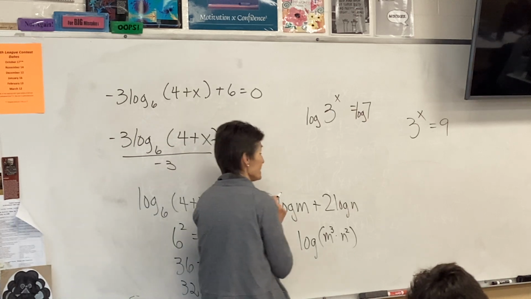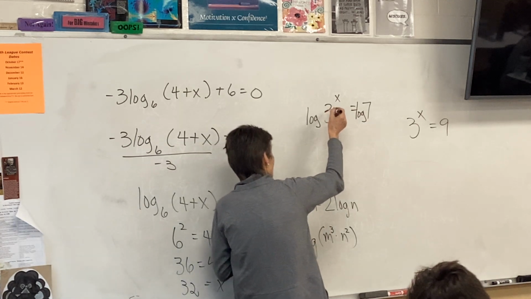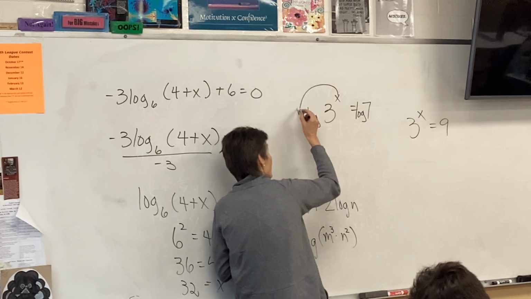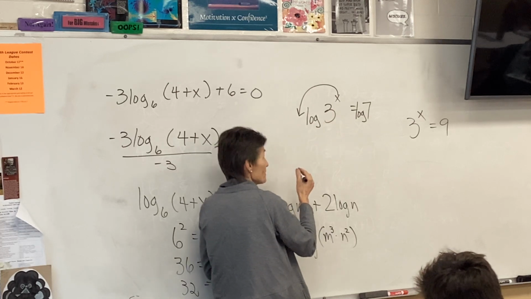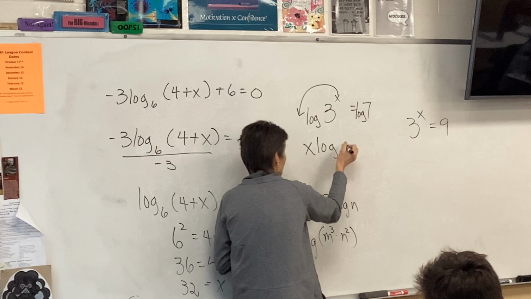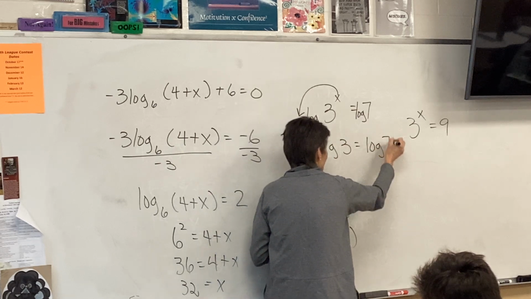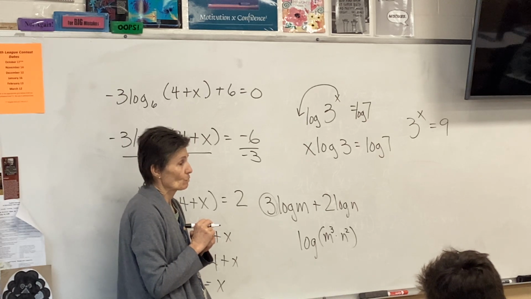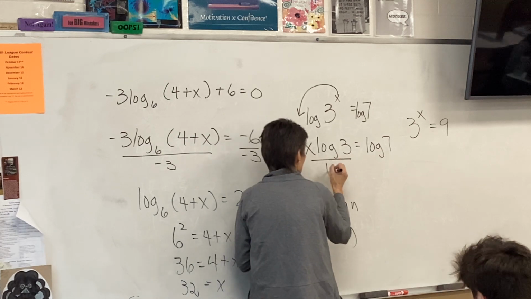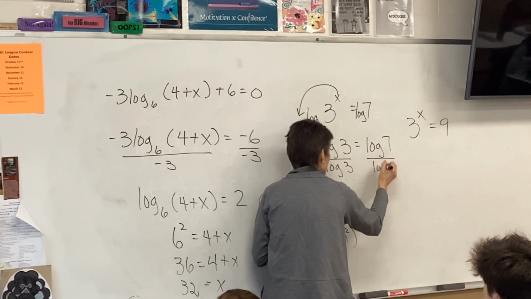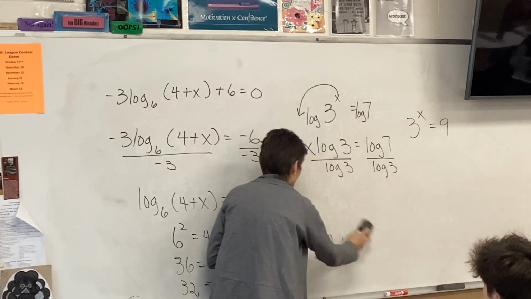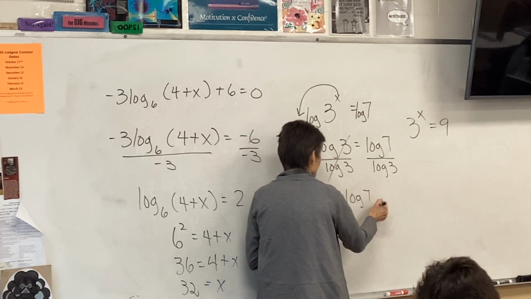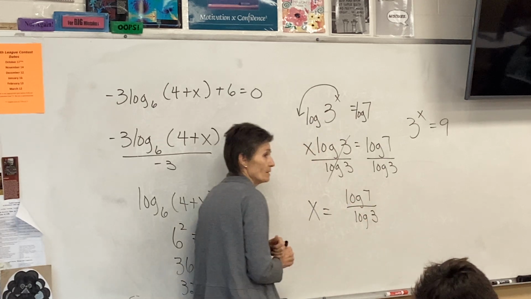So, here's the deal. If I have the log of something to a power, that exponent becomes a number out in front, a coefficient. So x log 3 equals log 7. And then I divide both sides by log 3, and x equals the log of 7 divided by the log of 3.